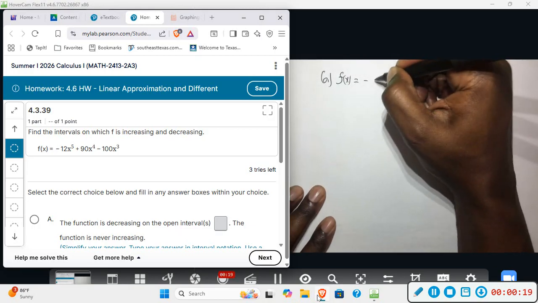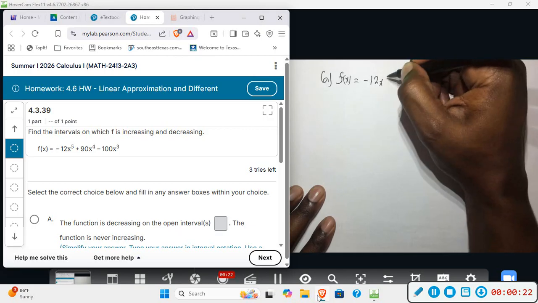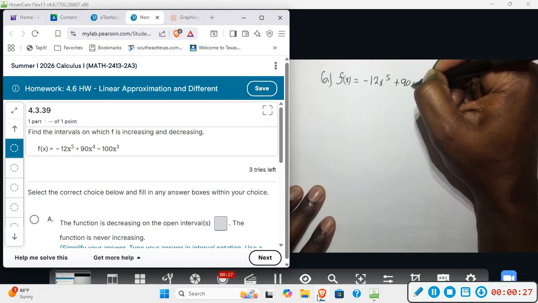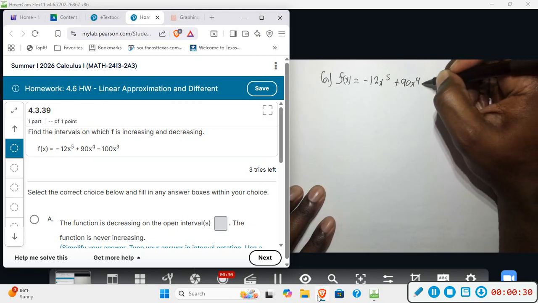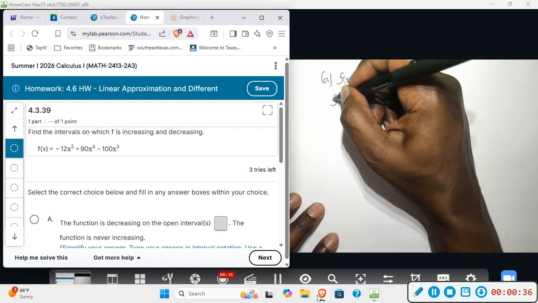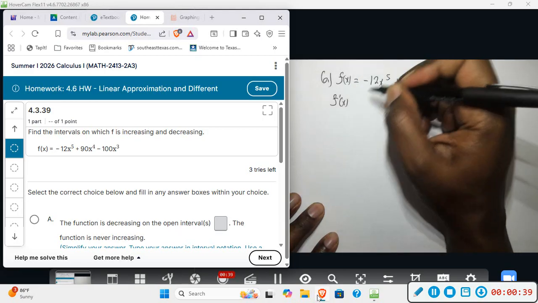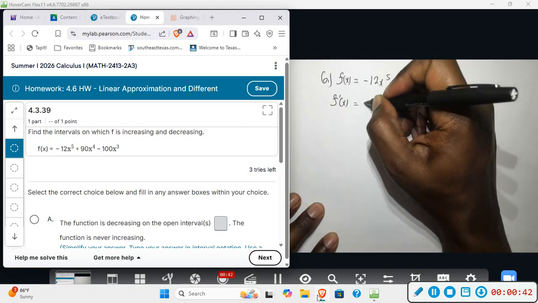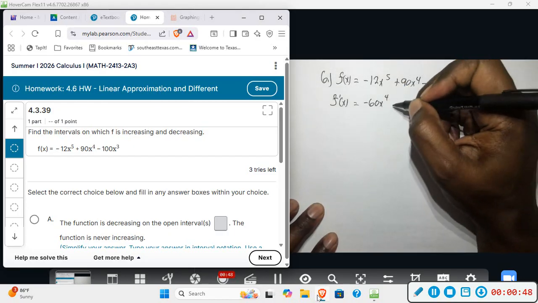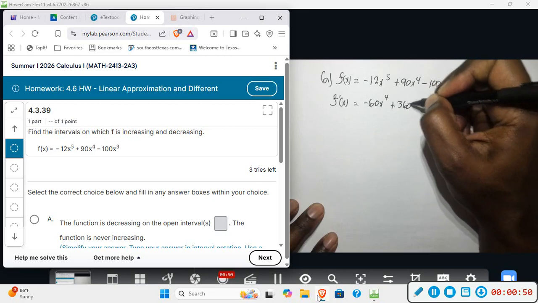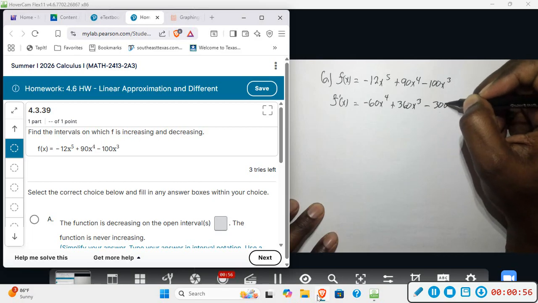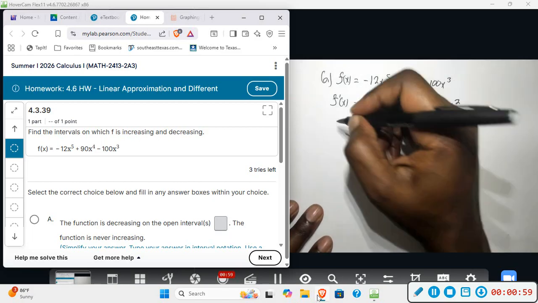So we are given negative 12x to the 5th plus 90x to the 4th minus 100x cubed. All right, we're going to find the derivative. Using the power rule, we'll get a negative 60x to the 4th. 4 times 9 is 36, so we'll get 360x to the 3rd, and then minus 300x squared. We're going to set this equal to 0.